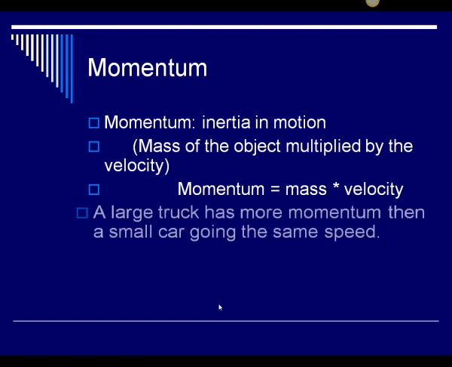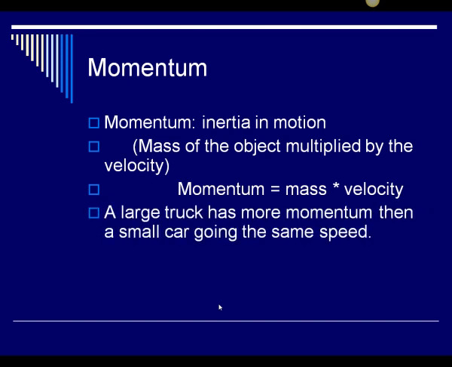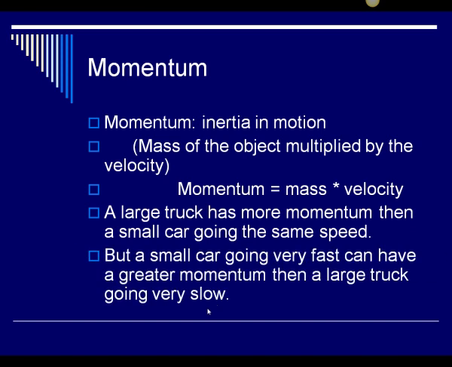Three-variable equation. So a large truck has more momentum than a small car if they're going the same speed. But a small car going very fast can have a greater momentum than a large truck going very slow. You see the difference here? It's going to be the combination of mass and velocity. So you can have a very small object that doesn't have a lot of mass have a lot of momentum if it has a lot of velocity.